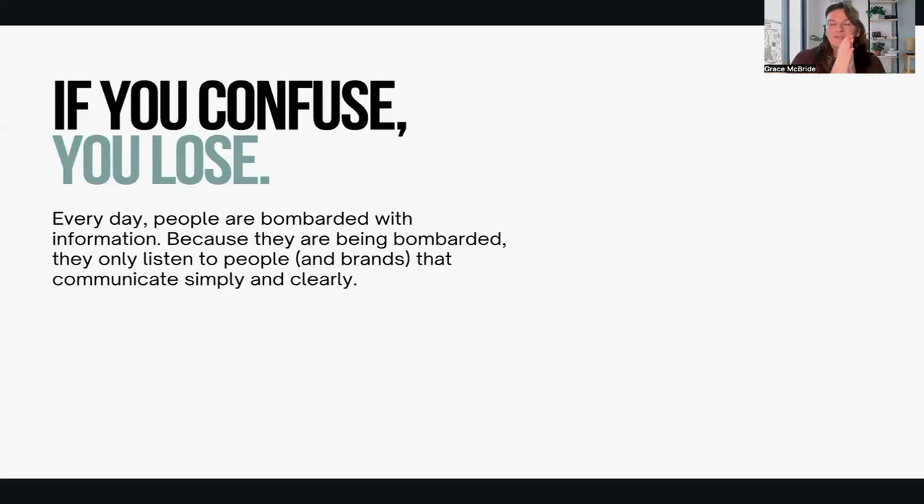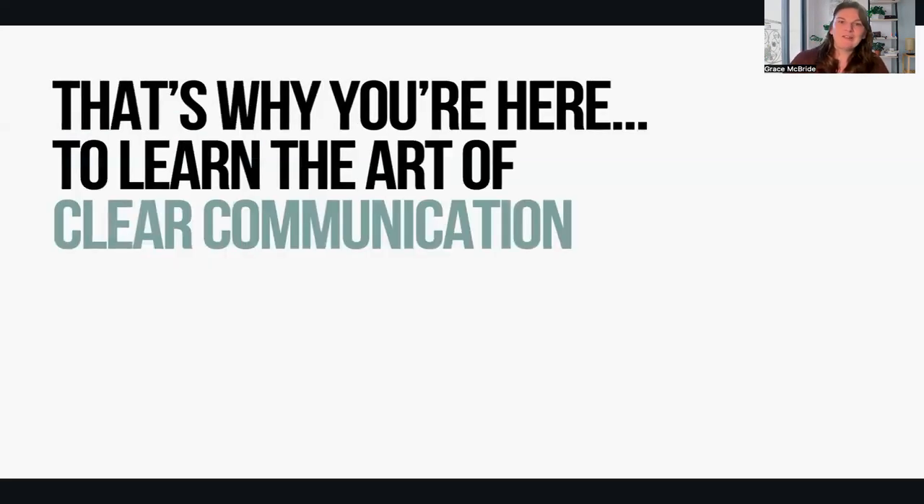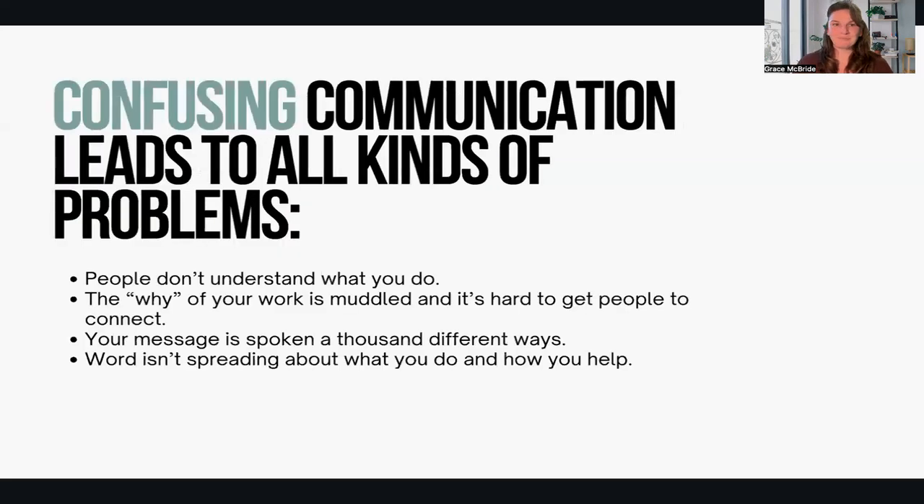Your brain is being bombarded with information at every second of the day. And because our brains are so bombarded with information, we can really only listen or put a post-it note on the things that are communicated to us really simply and really clearly. So that's why we're here together over the next 4 lessons to learn the art of clear communication.